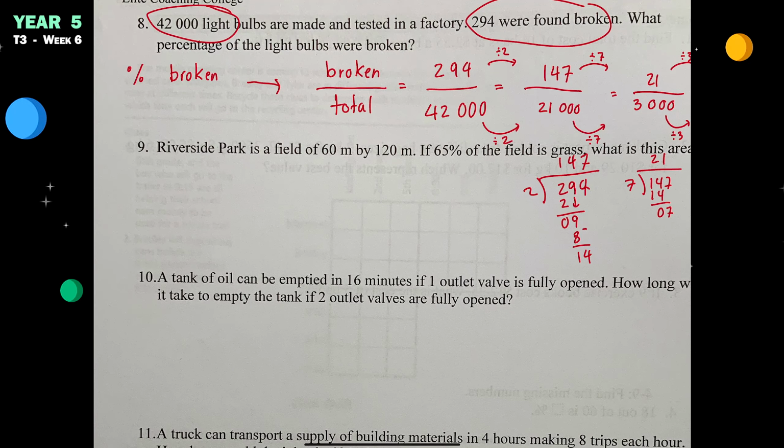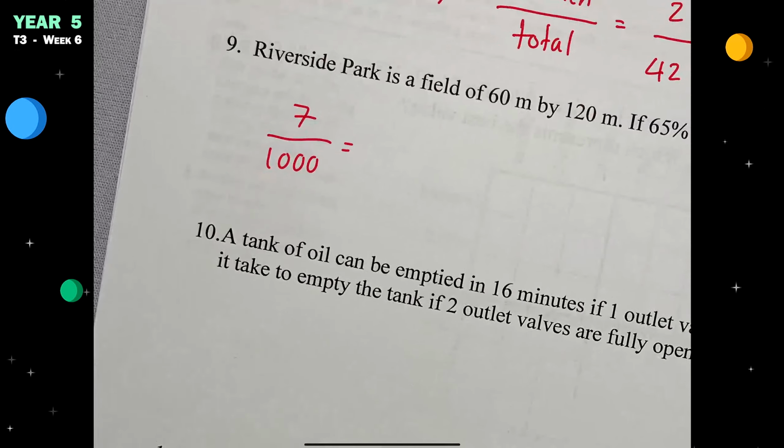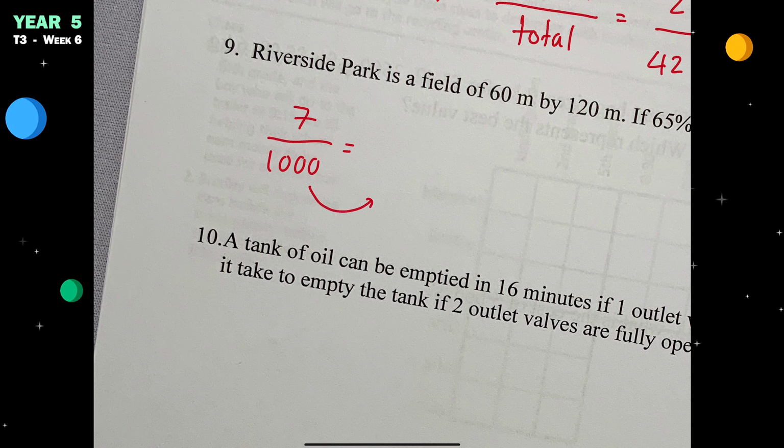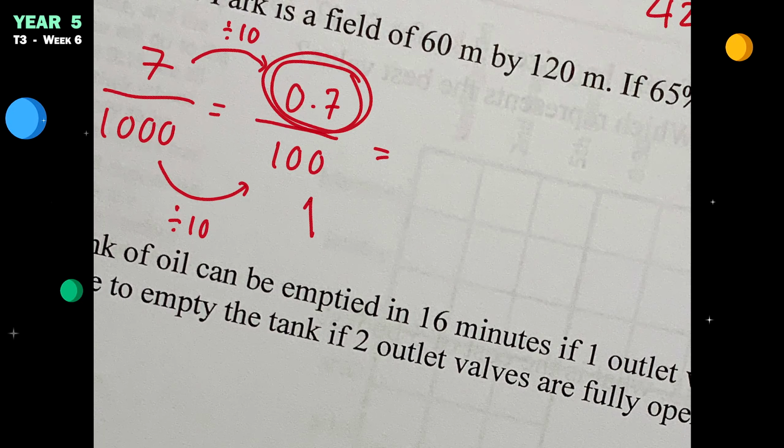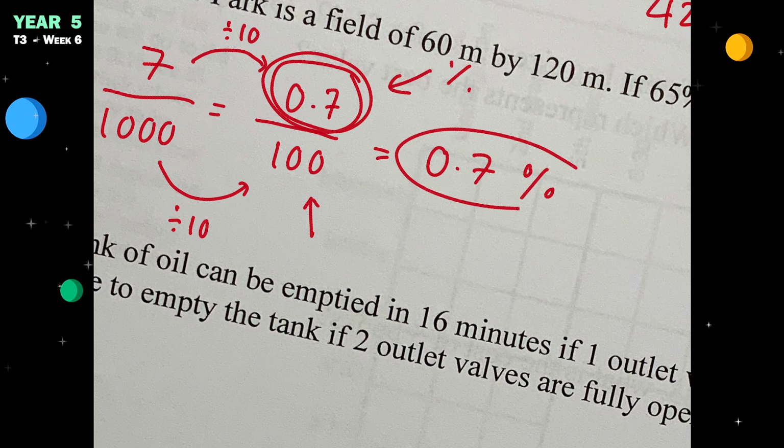Okay, so I'm going to write the answer over here. We got 7 over 1,000, which is that one there. Now remember, I'm trying to get my bottom number to 100. So how do I get 1,000 to 100? Easy, divide by 10. Then I'll do the same to the top, divide by 10, and I'll get 0.7. Okay, and there's my percentage, because my bottom number is already 100. Once the bottom number is 100, the top is your percentage straight away. So the answer is 0.7%, and that's your answer.